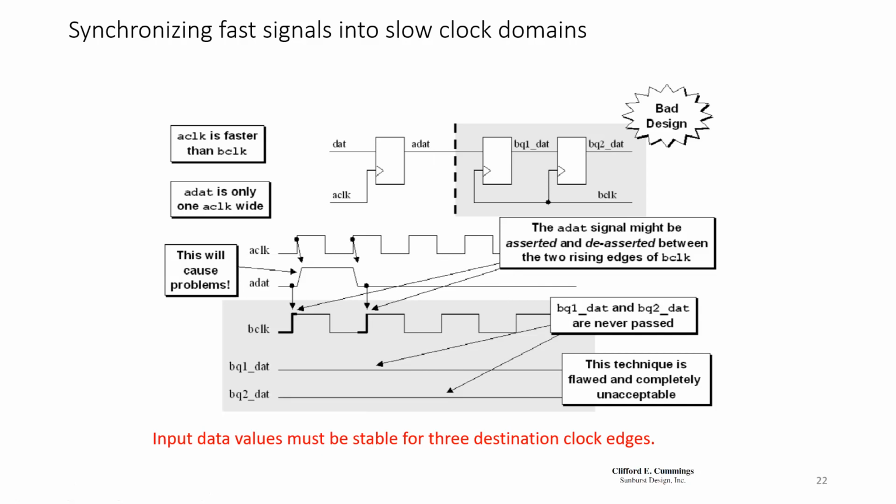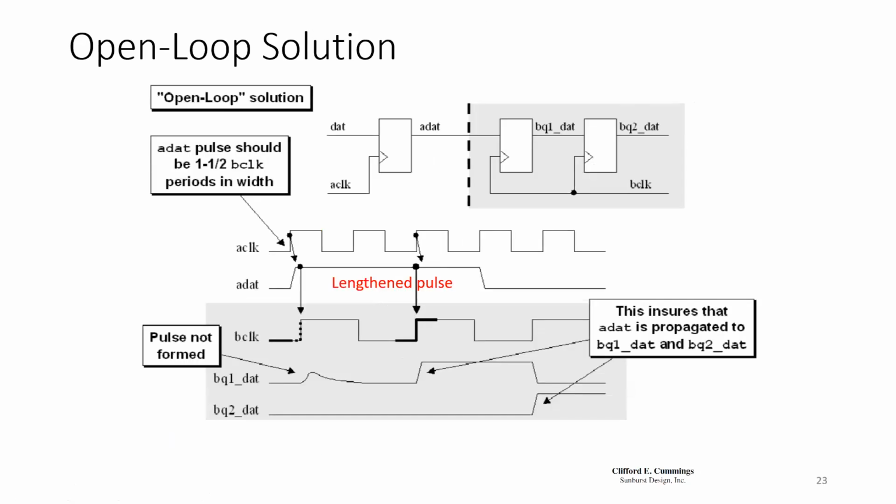For something like this that is mapping a very fast signal into a slow clock domain, one solution is called the open loop solution. I should have A data extended to 3 clock cycles, or I can say to 2 clock cycles of the slow one. This is my slow one, I extend this one.